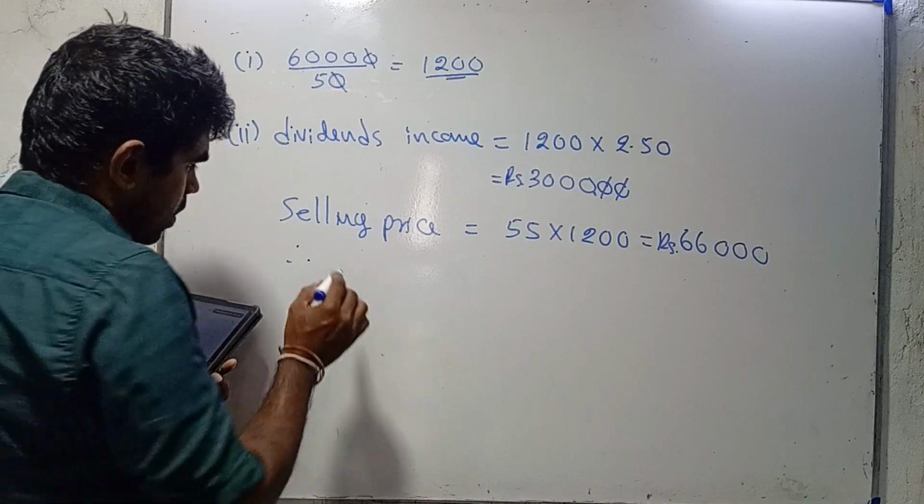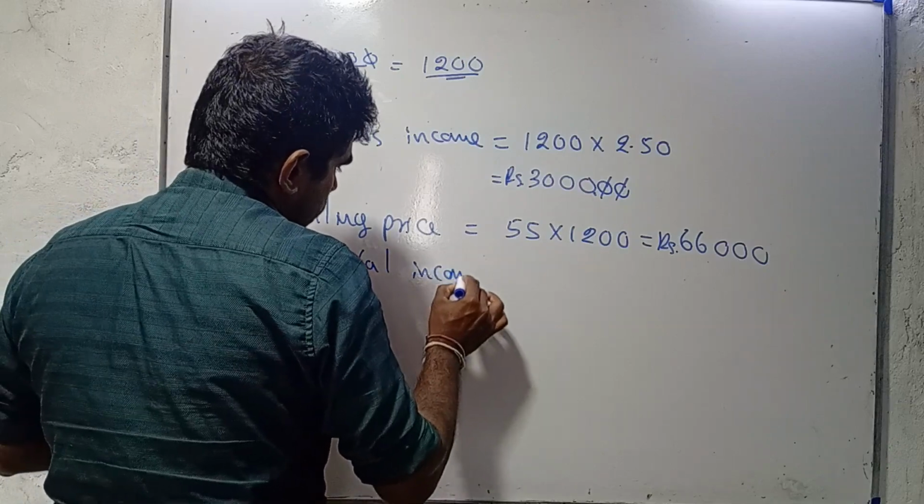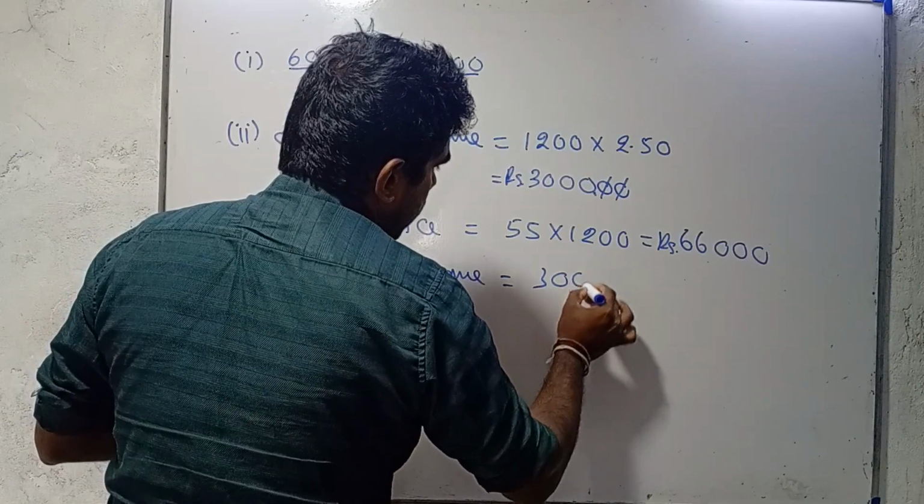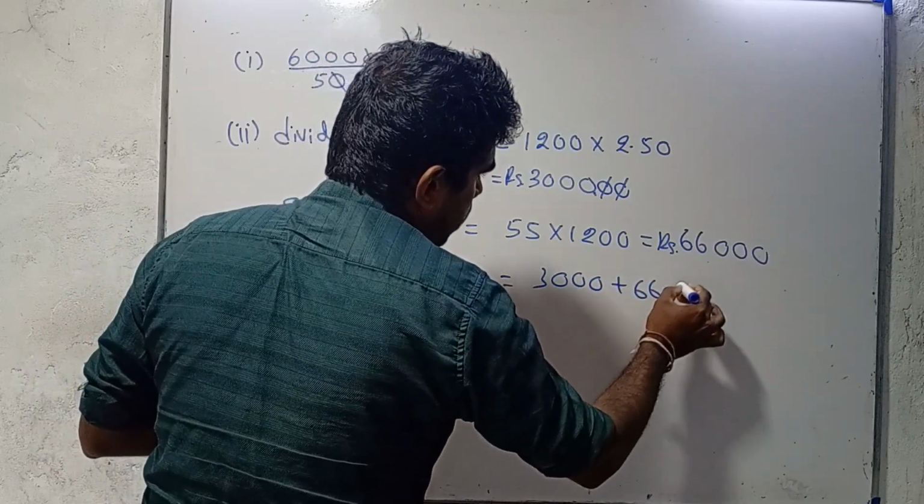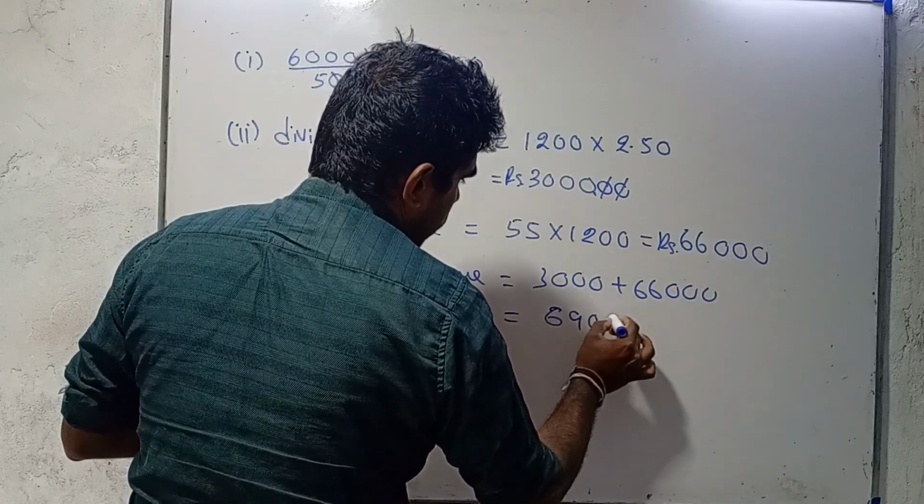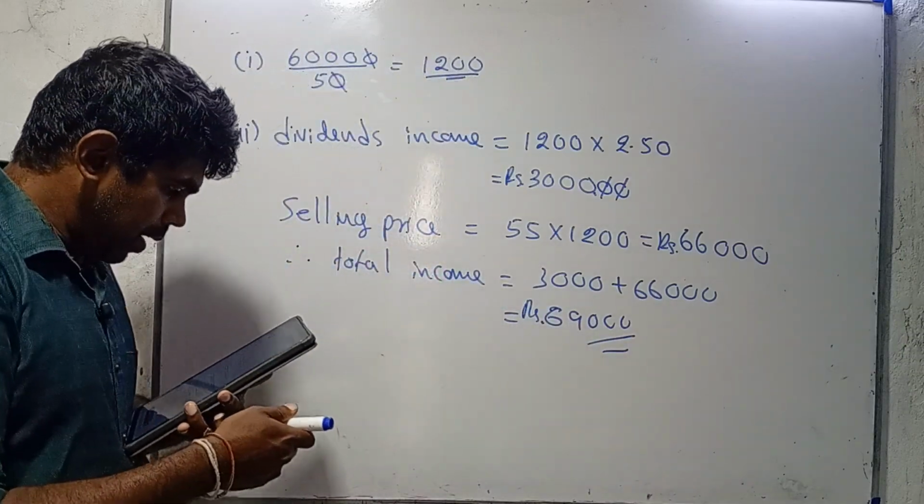Now we have to find the total amount he could receive as dividends and from selling shares. Therefore, total income: we have to add this value and this value. 3,000 plus 66,000, 69,000 rupees. Then part 3.